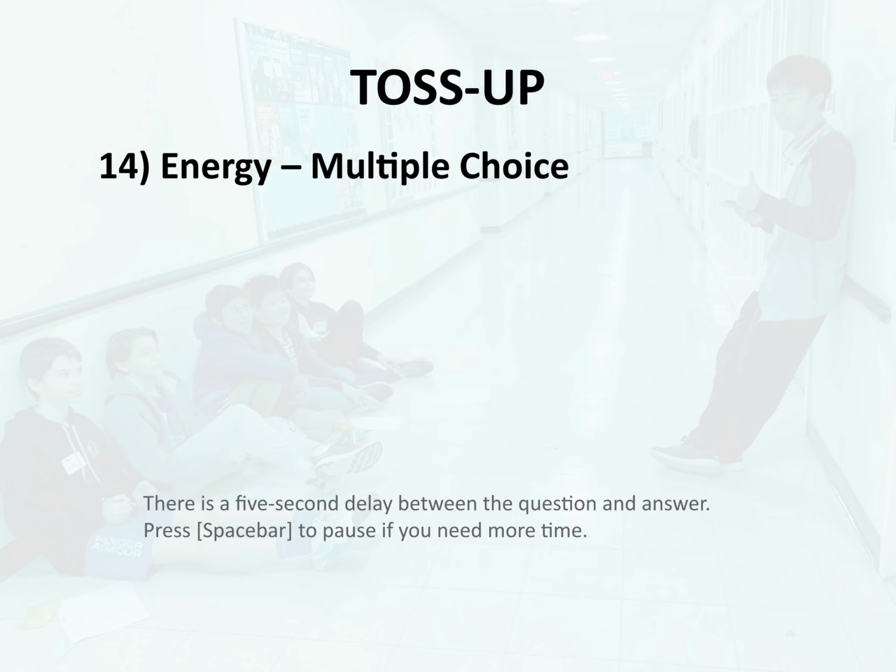Toss-up 14. Energy, multiple choice. Which of the following fuels used for electricity production produces radioactive waste? W. Wind. X. Natural gas. Y. Geothermal. Z. Coal.